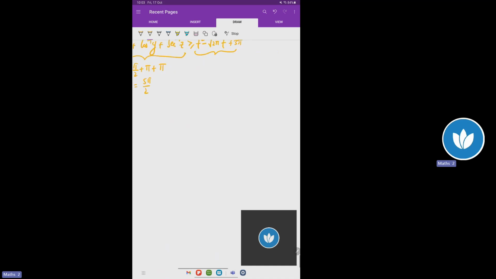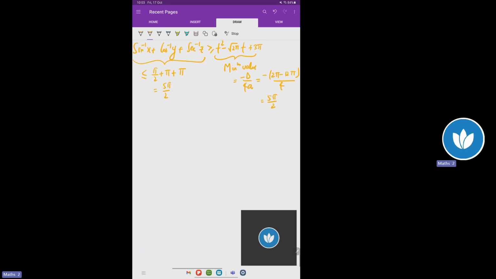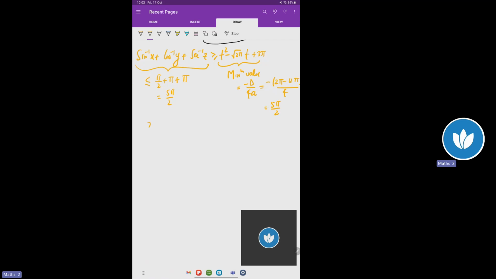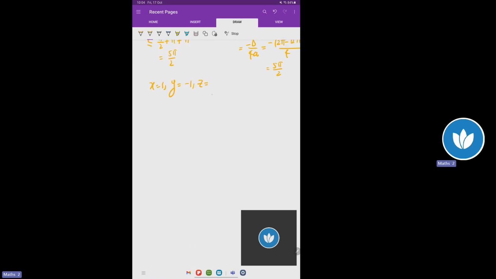So what is the minimum value of the right side? The minimum value of this quadratic is minus D by 4a. So what is minus D by 4a? 2 pi minus 12 pi by 4, so this is 5 pi by 2. So its maximum value is 5 pi by 2, and its minimum value is 5 pi by 2. It means this can happen only in one case, when both are equal. And both would be equal when sine inverse x is pi by 2, when x is 1, when cos inverse y is pi, when y is minus 1, and when sec inverse z is pi, when z is minus 1.